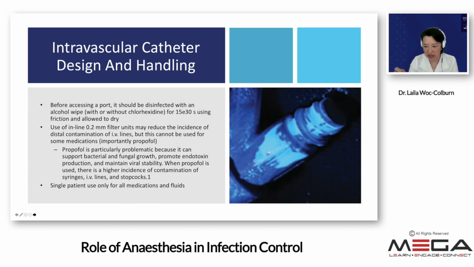You can see that there is a part where it has been touched the most, but there are other little bits of light blue throughout. Around the top on the ring area where you would attach the syringe, you see quite a bit of contamination. That's where you would have to disinfect when accessing, with alcohol wipes, either with or without chlorhexidine, and allow it to dry. The other thing that helps to reduce some of that is using filter units.